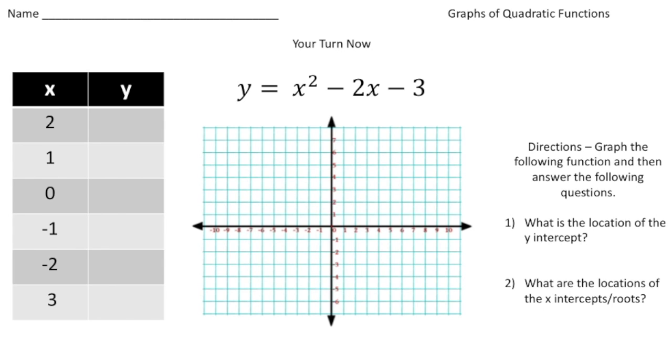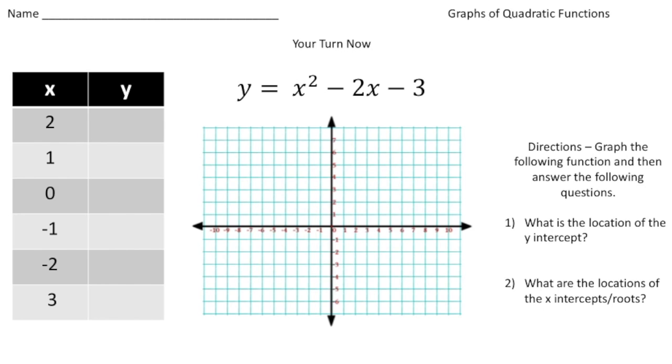Alright, welcome back. Let's see how you did with this your turn problem. Again, we have the function y equals x squared minus 2x minus 3. And we have an input-output table. So let me plug in the correct y values for the inputs. When x was 2, y should have been negative 3.